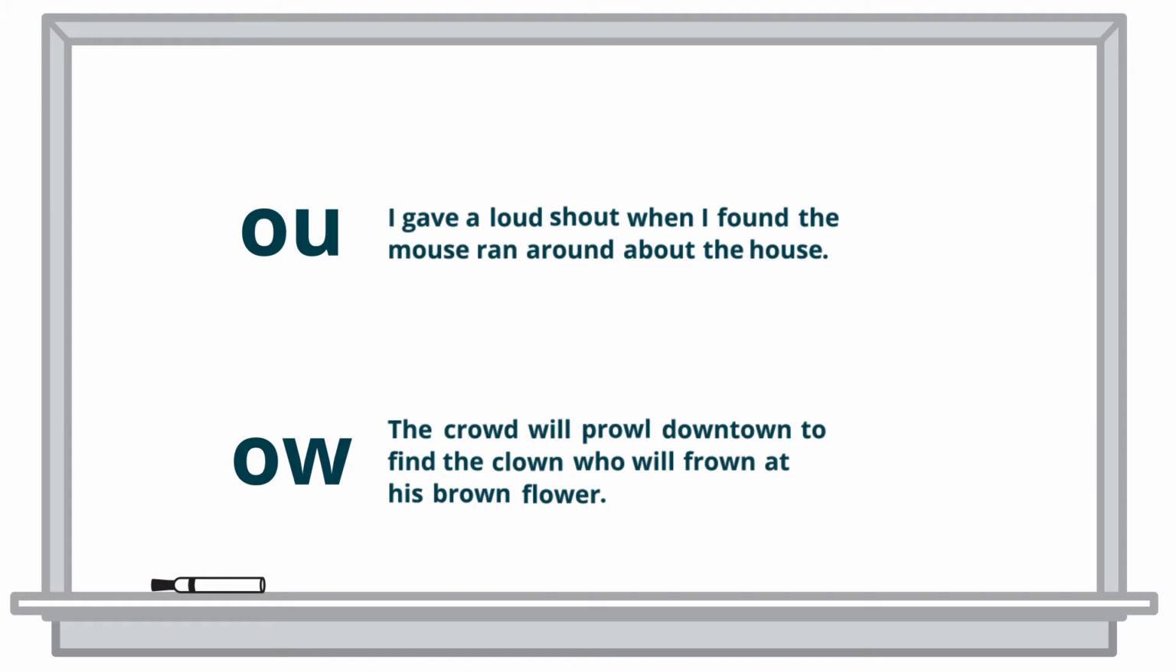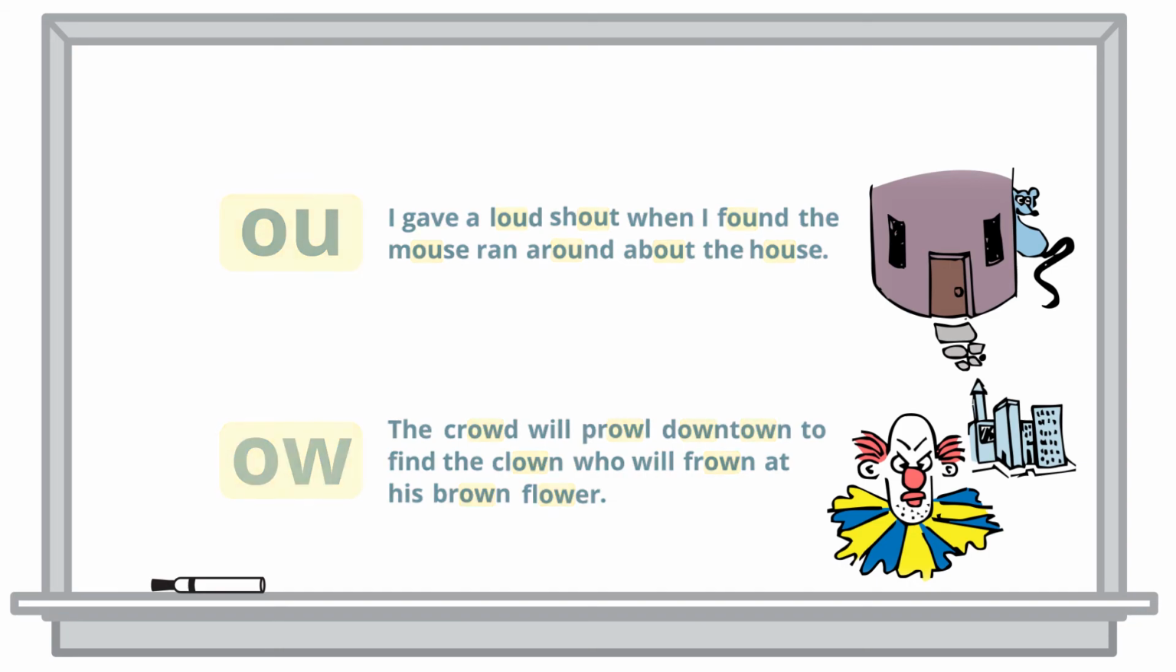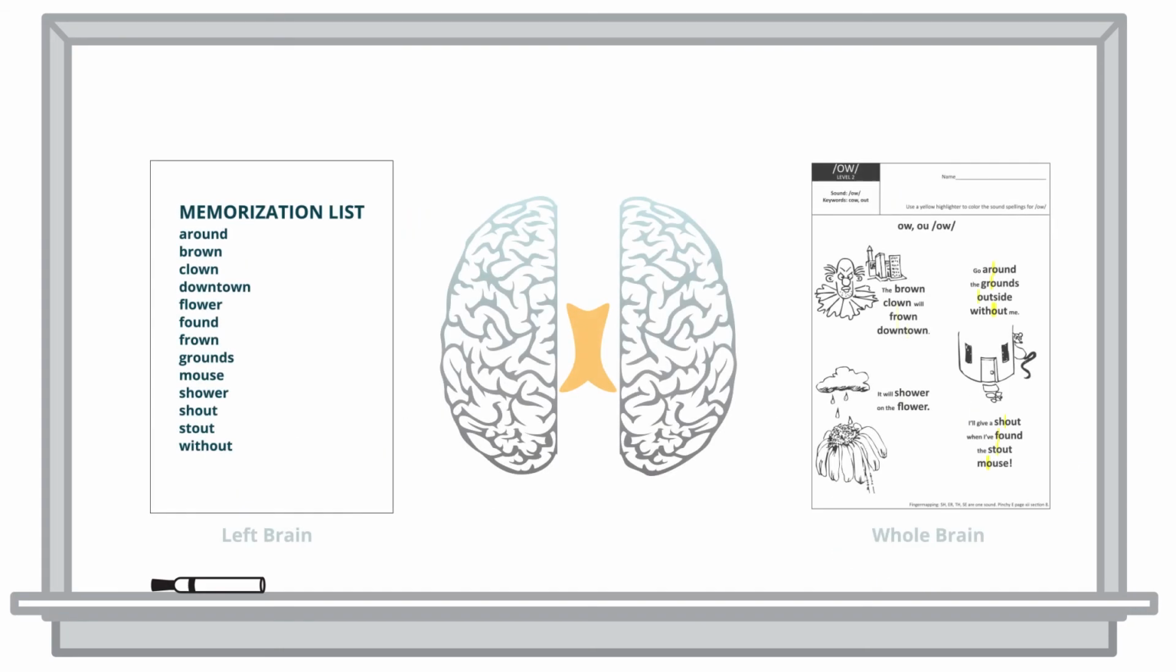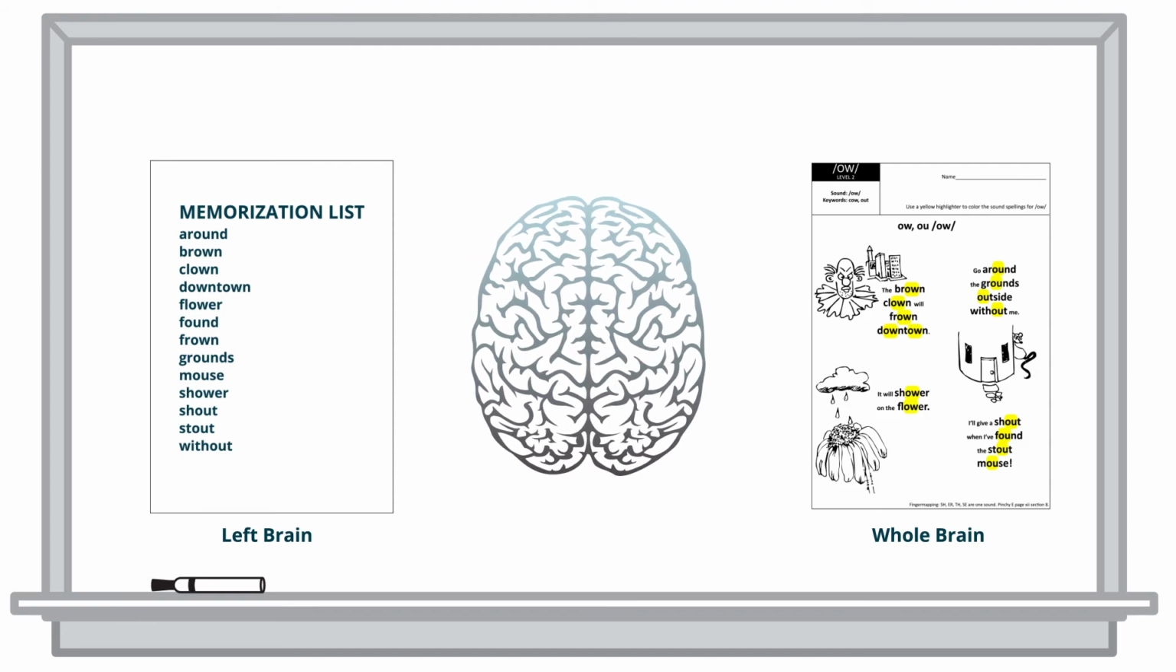Add another right brain element by highlighting. Visually, the sound spellings pop out and reveal an important pattern. Tell children, whatever is yellow sounds like ow. Finally, complete the process by illustrating each sentence. Adding these right brain elements of lesson design transforms a purely left brain lesson into a whole brain, both hemisphere processing lesson. A lesson that will bring success to any type of learner.